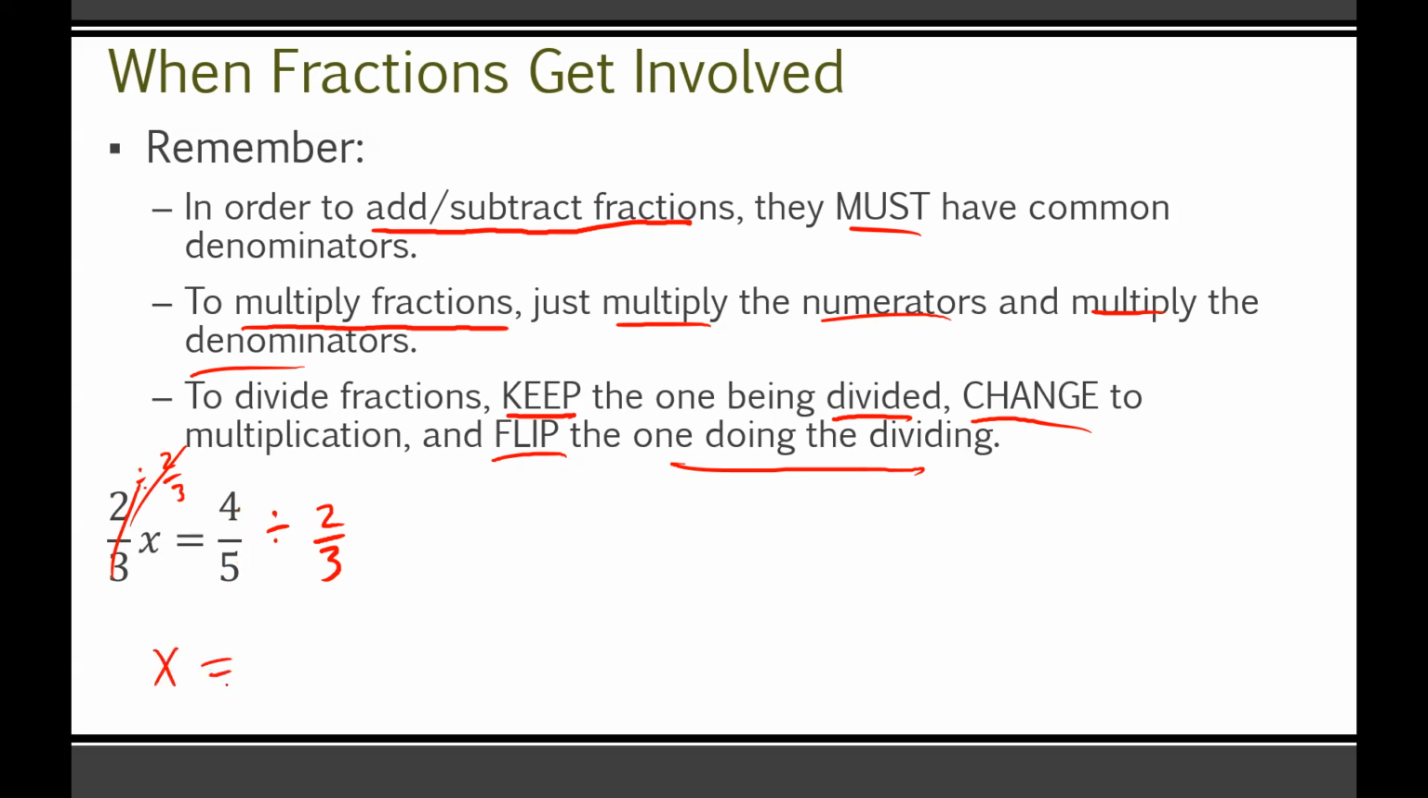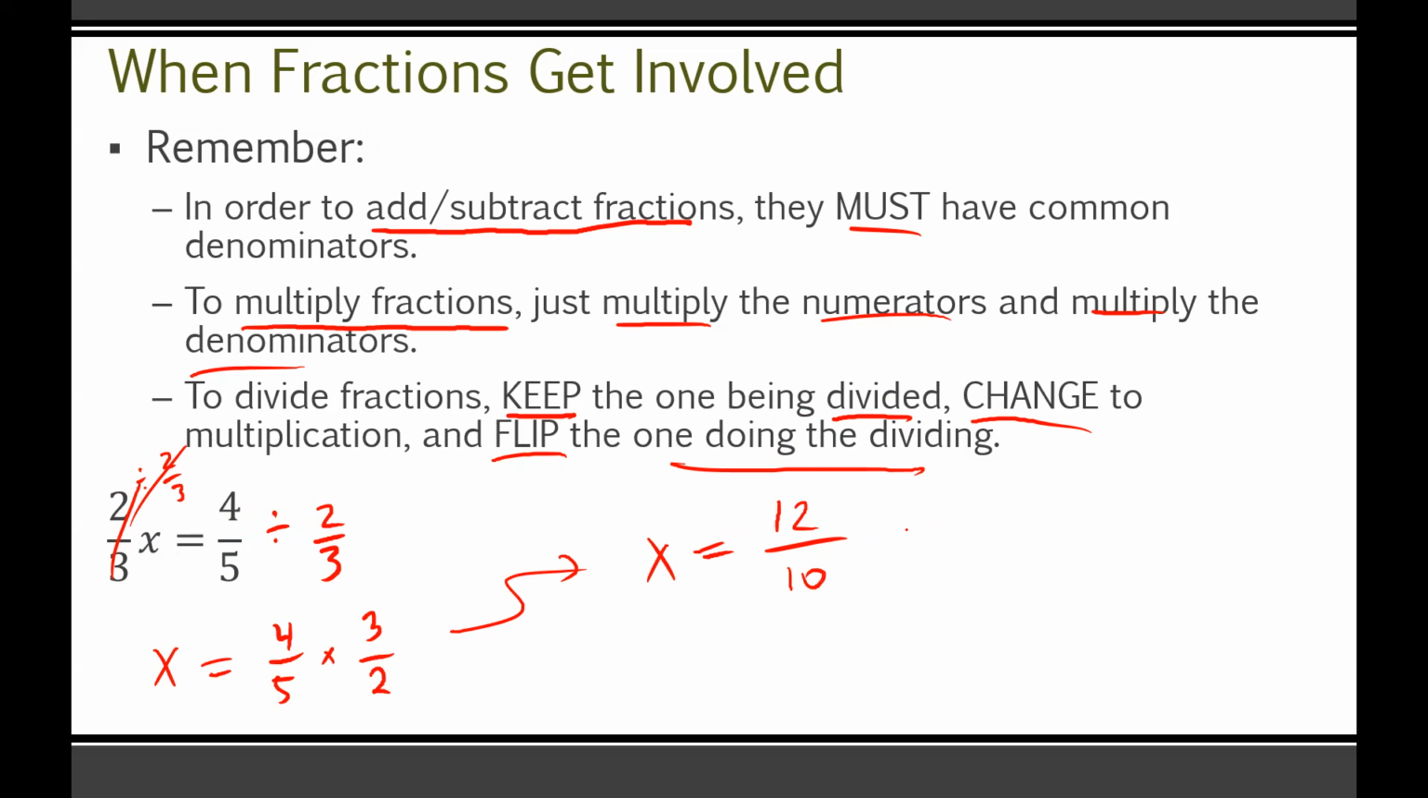You guys know the old song that we had, right? Keep, change, flip. Keep the first one, 4/5, change ÷ to ×, flip 2/3 to become 3/2. Keep, change, flip. Yeah, that's the action. All right, anyway, moving on. So x is therefore going to equal 4 times 3, which is 12, over 5 times 2, which is 10. So x is equal to 12/10.